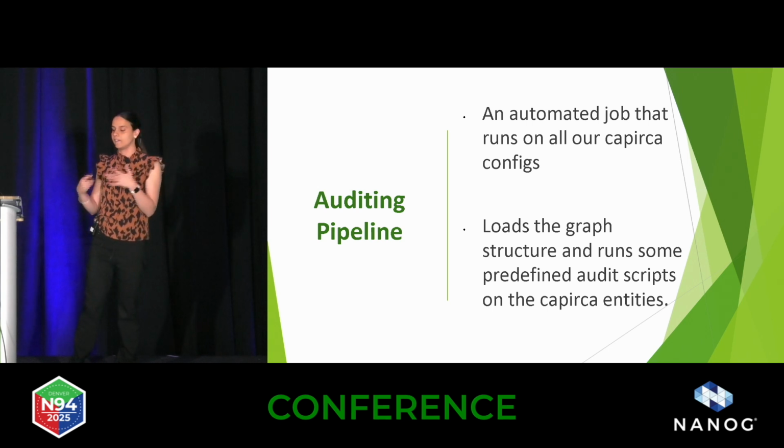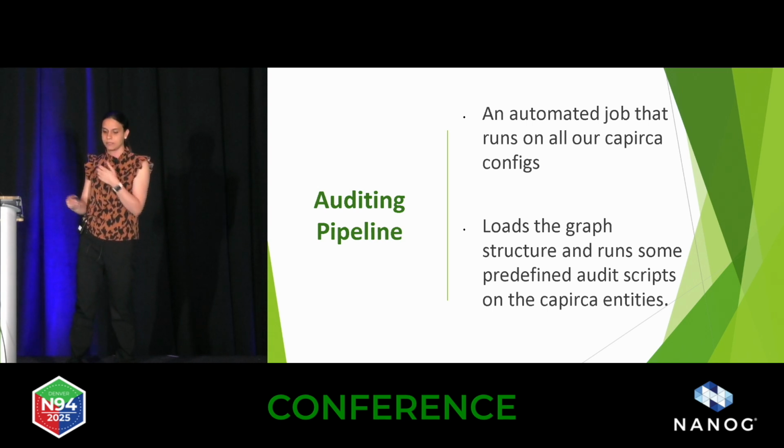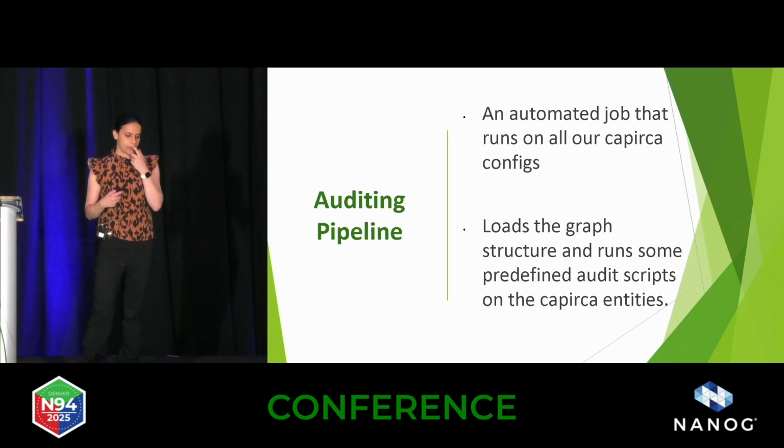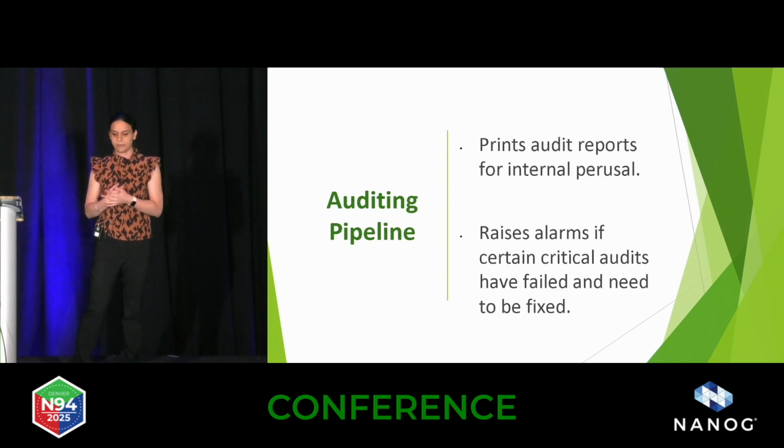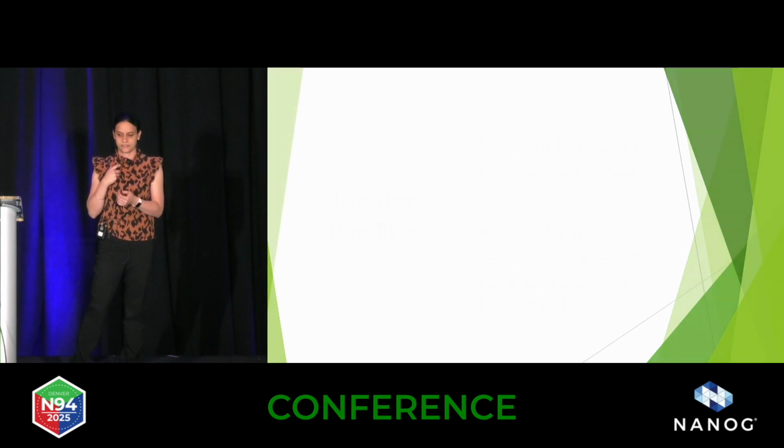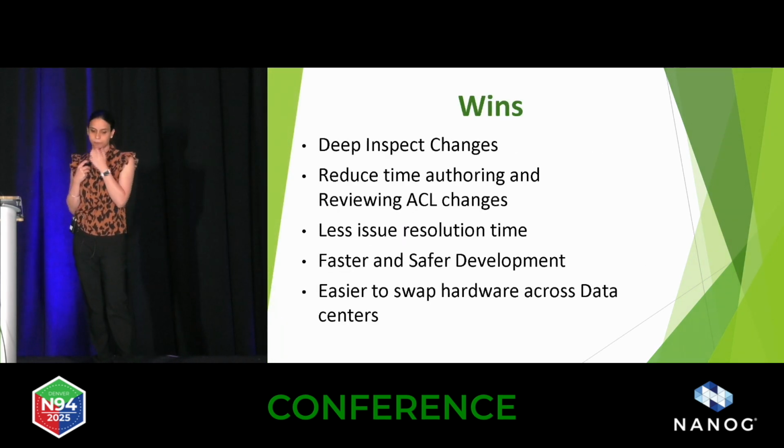We have an auditing pipeline. This is run at a regular cadence, and it makes sure that there are certain audits that we run our configs through, and that none of our policies fail these audits. If they do, this then prints an audit report and sends it for internal perusal.